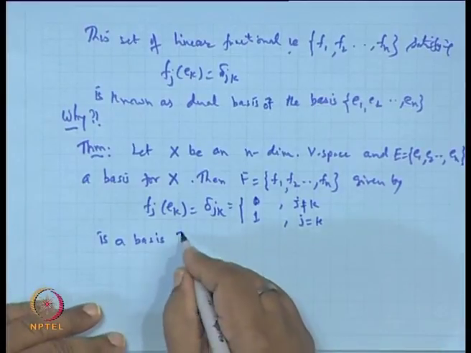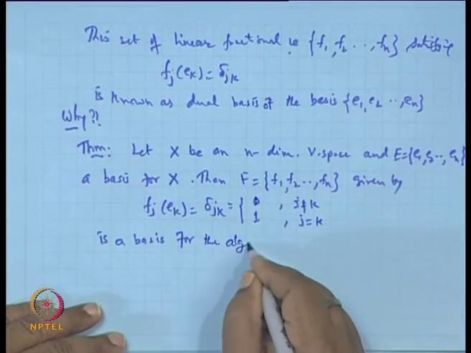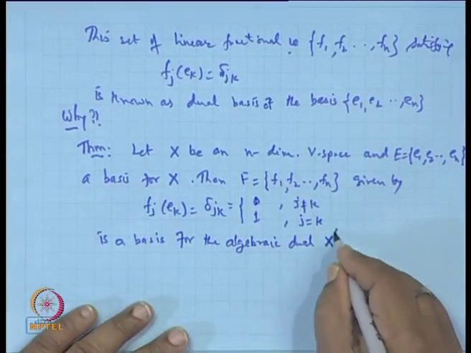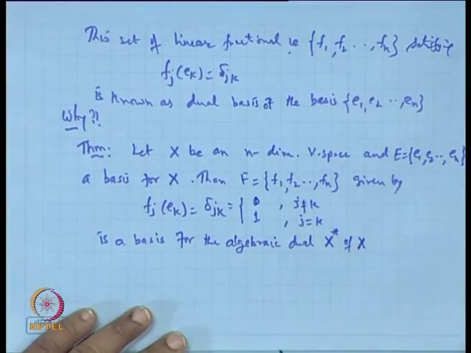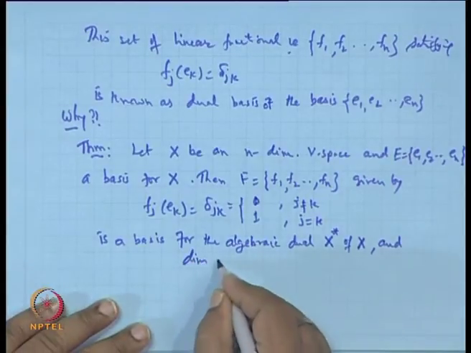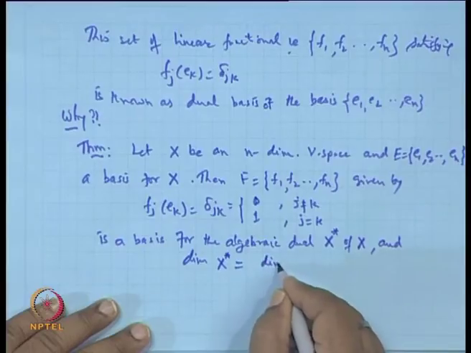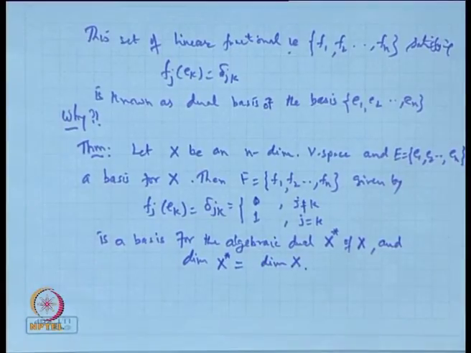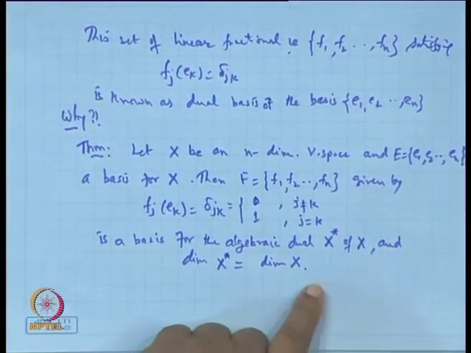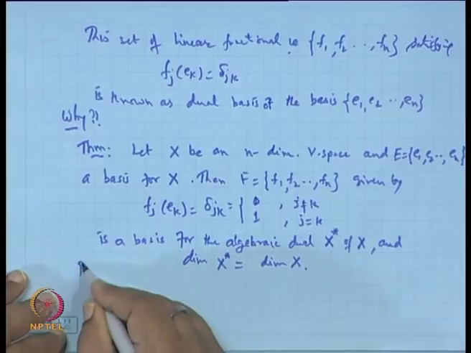for the algebraic dual x star of x. And not only this, the dimension of x star will be the same as the dimension of x. So, this is true in the case of finite dimension. If x is a finite dimensional space, then we can find the algebraic dual for it, and the dimension of x star and the dimension of x will be the same. Let us see the proof.